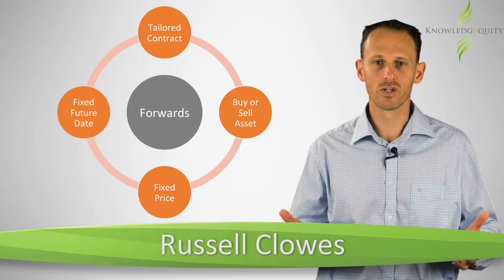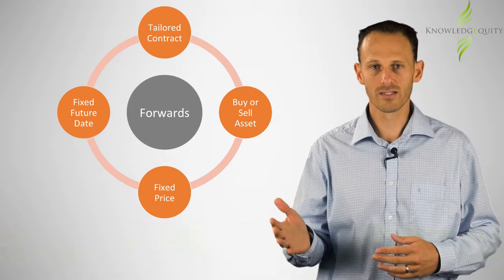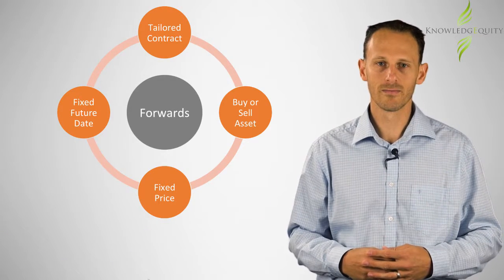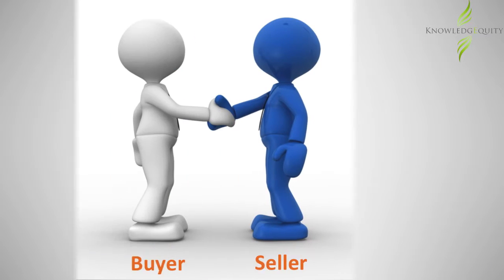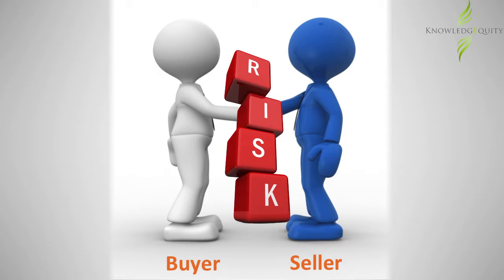Forwards are tailored contracts to buy or sell an asset for a fixed price at a fixed future date. They are negotiated directly between the buyer and seller of the forward contract, with terms that suit both parties. Because the arrangement is directly between buyer and seller, there is an increased risk that one counterparty may not deliver on its obligations. This is referred to as counterparty risk.